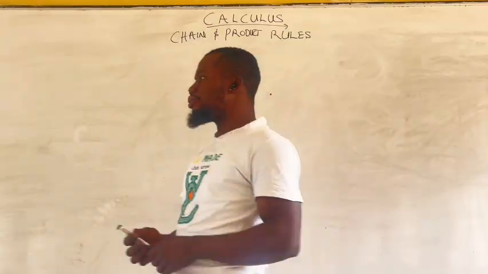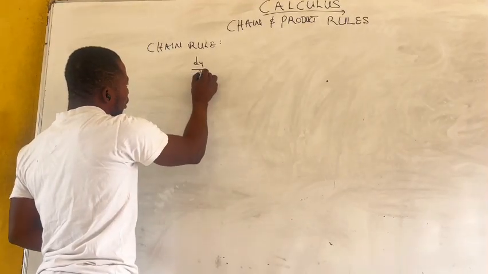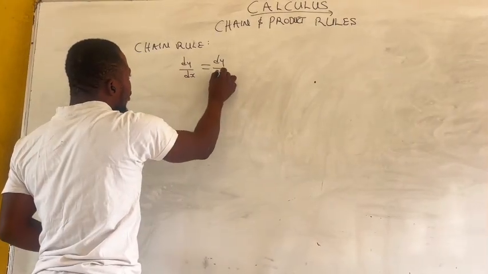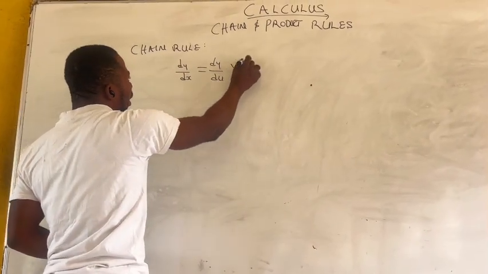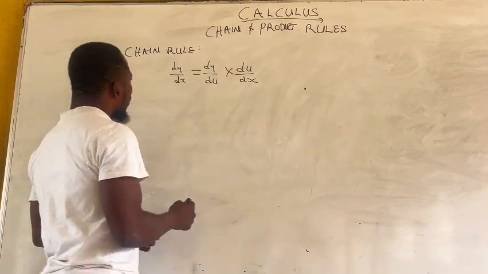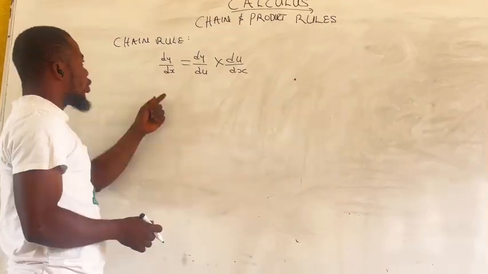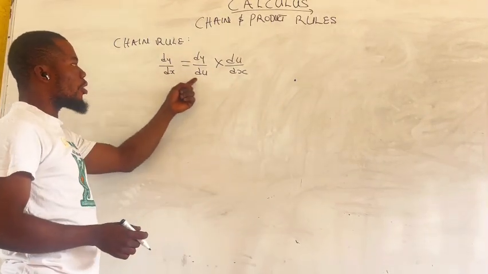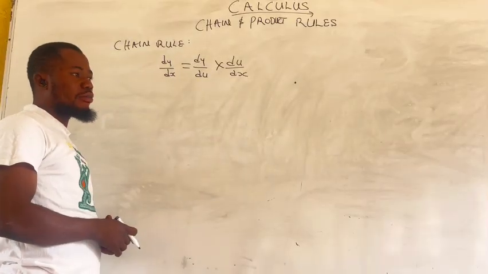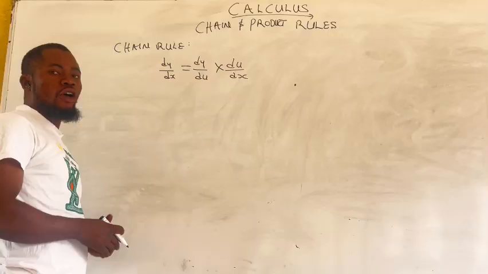For the chain rule, the formula is dy/dx equals dy/du multiplied by du/dx. This is the formula that we'll be using if you are solving for chain rule. Your dy/dx will be equal to dy over du multiplied by du over dx. This formula is what we'll be using for any question on the chain rule.